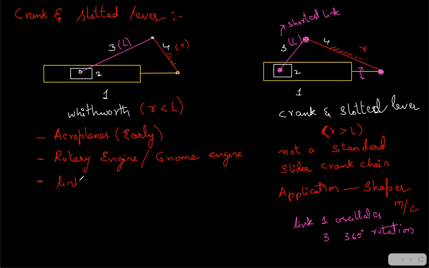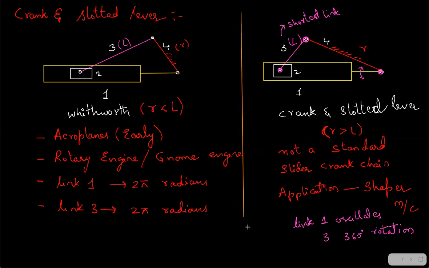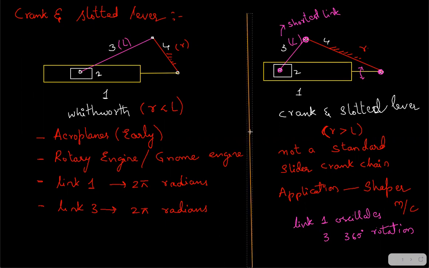Link 1 also makes 2 pi radians rotation, and link 3 also makes 2 pi radians rotation. Fine. So this is the major difference between our Whitworth and crank and slotted lever mechanism. And one thing to remember is that the shortest link always makes complete rotation. That is the major takeaway from this. Shortest link always makes complete rotation.